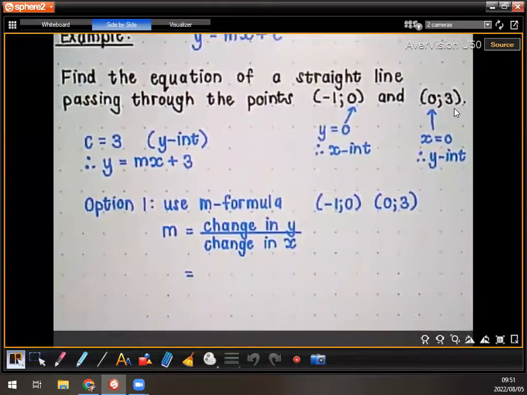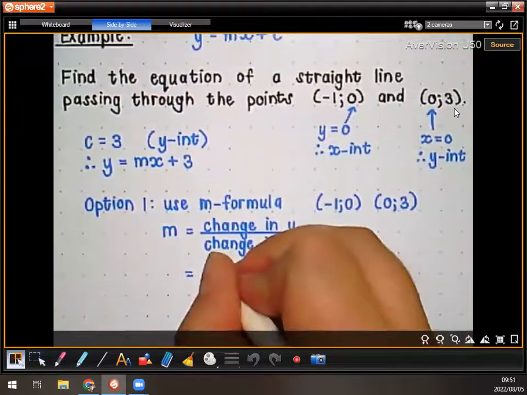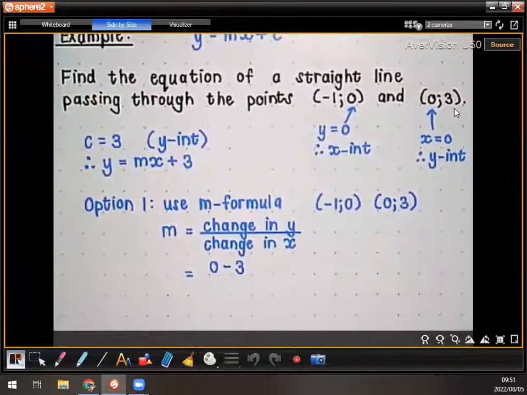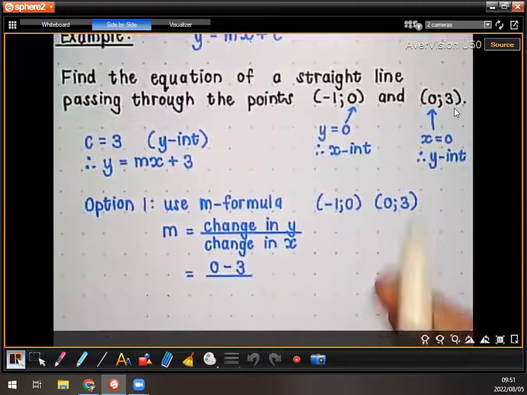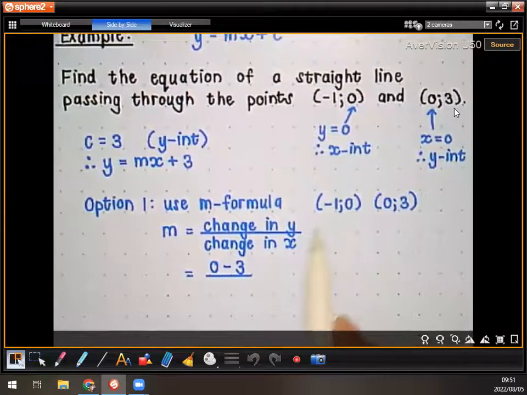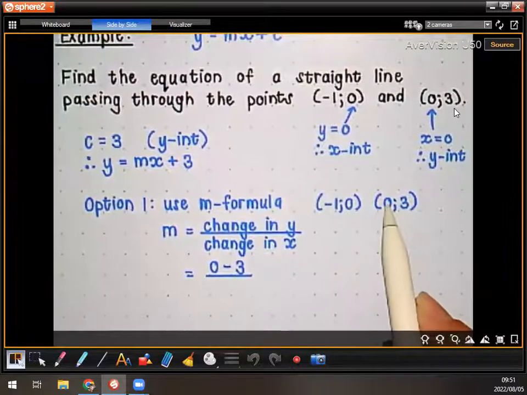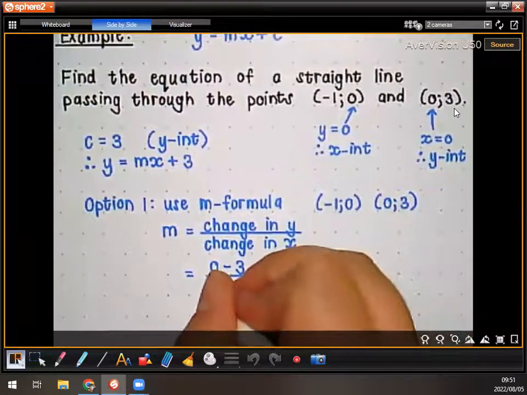So guys, you can decide which point you want to start with. I'm just going to start with the point that I wrote down first. Okay, so we're going to say change in y at the top. The y value of the first point minus, it's always minus, please, the y value of the other point. Okay, so y minus y: 0 minus 3, over the same first point, but now it's change in x. So now x minus x. This x value minus that x value: -1 minus 0.